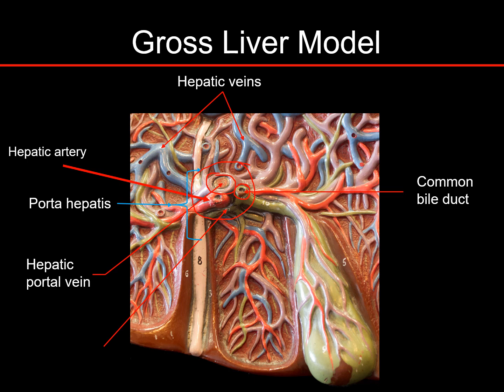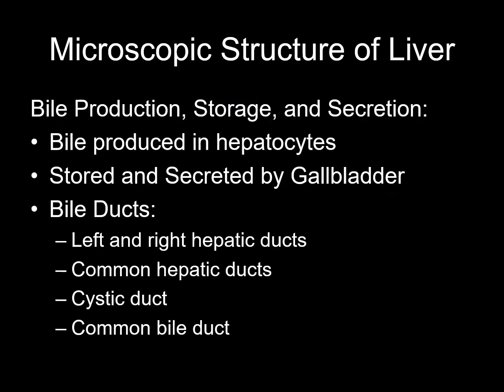So we have these three structures, and they are going to continue throughout the liver. We call it the portal triad. We'll talk about that as well when we talk about the microscopic structures of the liver. Once all the nutrient exchange happens, all the blood is going to exit the liver via the hepatic veins. They are in blue, the bright blue structures. Okay.